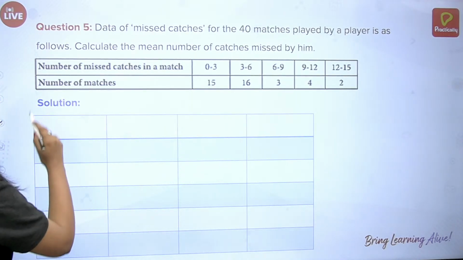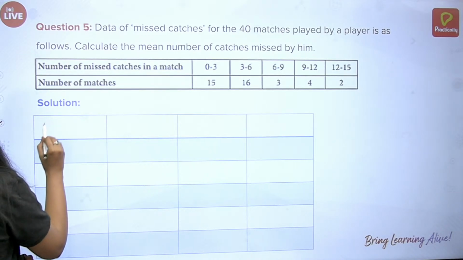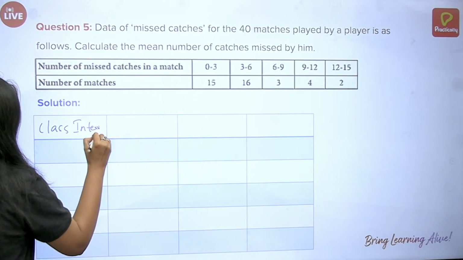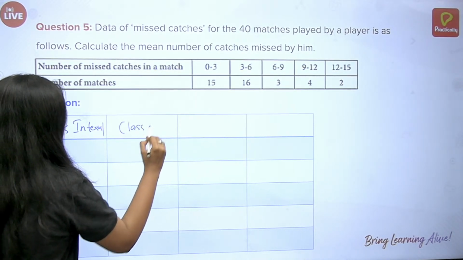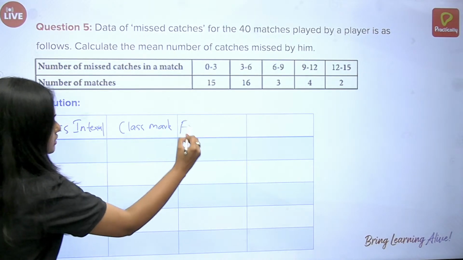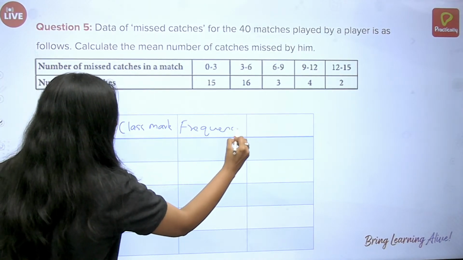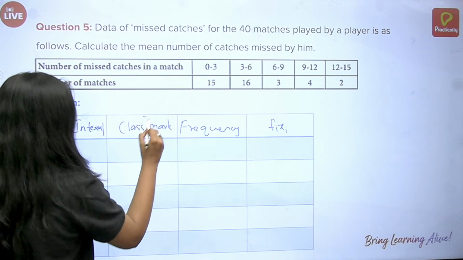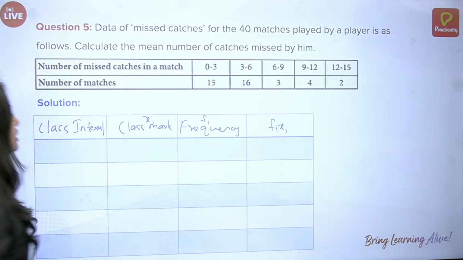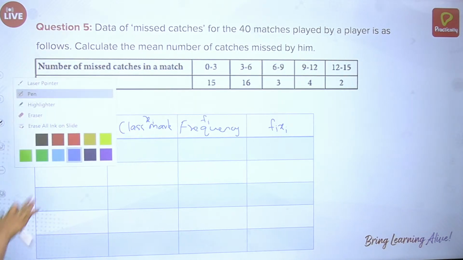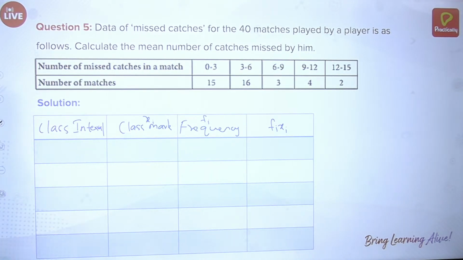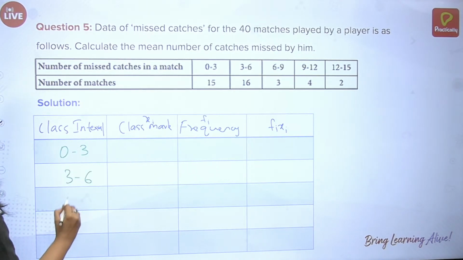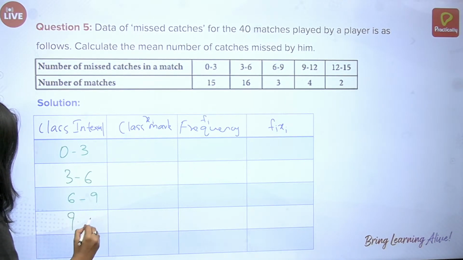First, let us put missed catches in the match, or class interval. Next, we have to find class mark. Next, write frequency. Next, find Fi, Xi. Correct? Xi is class mark, Fi is frequency. Now, let me just use another color. I guess blue won't be visible on blue, right? So, 0 to 3, 3 to 6, 6 to 9, 9 to 12, 12 to 15.